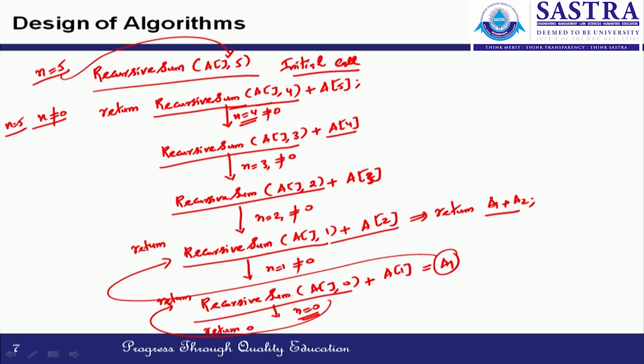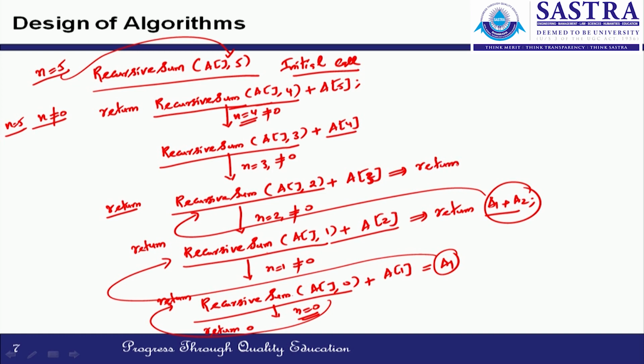Who is the caller of recursive sum of a array comma 1? Recursive sum a array comma 2 is the caller. So here, when the control returns, recursive sum a array comma 2 plus a of 3, the value a1 plus a2, is returned here. So this is equivalent to return a1 plus a2 plus a3.